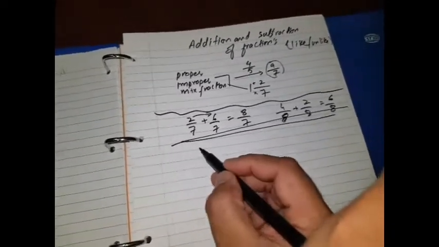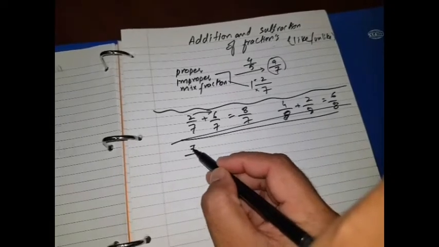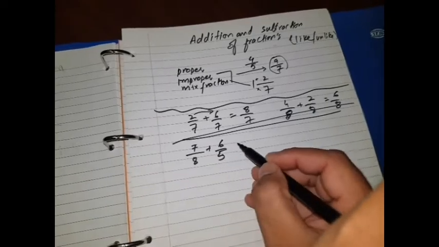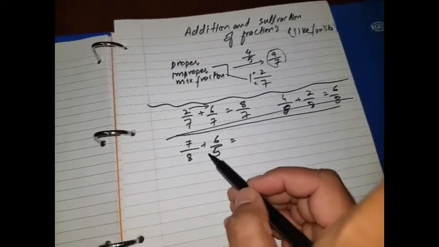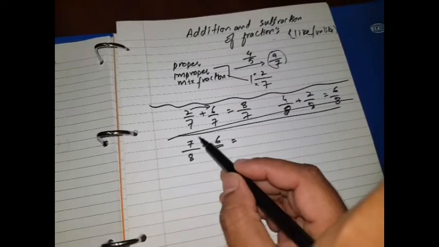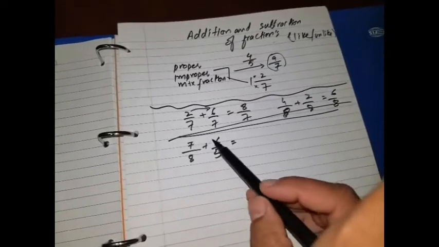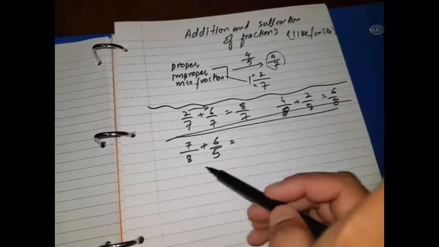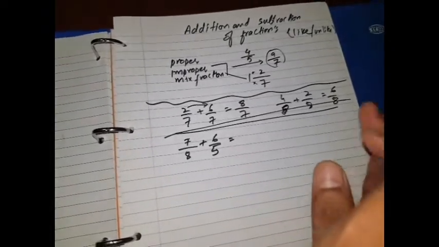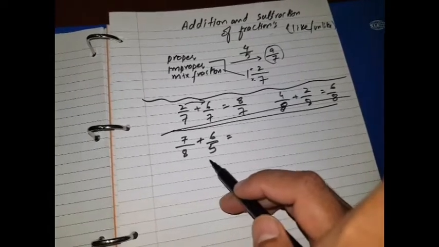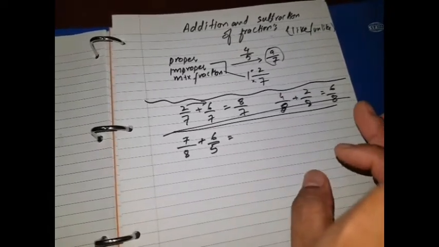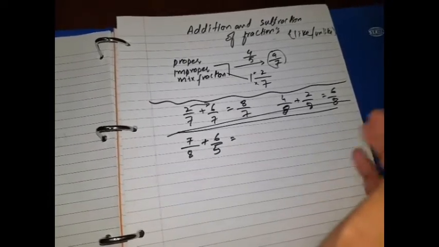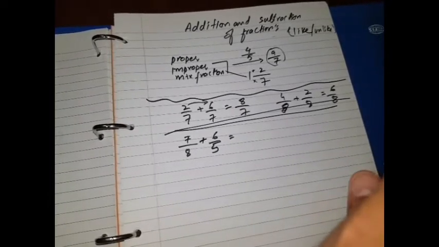For unlike fractions, 7 over, let's say, 8 plus 6/5. Now denominators are different. I cannot do 7 plus 6 in this case. Remember, I cannot add or subtract a fraction when denominators are different. I have to make them the same. There are a number of methods to make denominators the same. One is a detailed method, which needs your LCM, lowest common multiple, skills to be perfect. One is direct multiplication, one is cross multiplication.